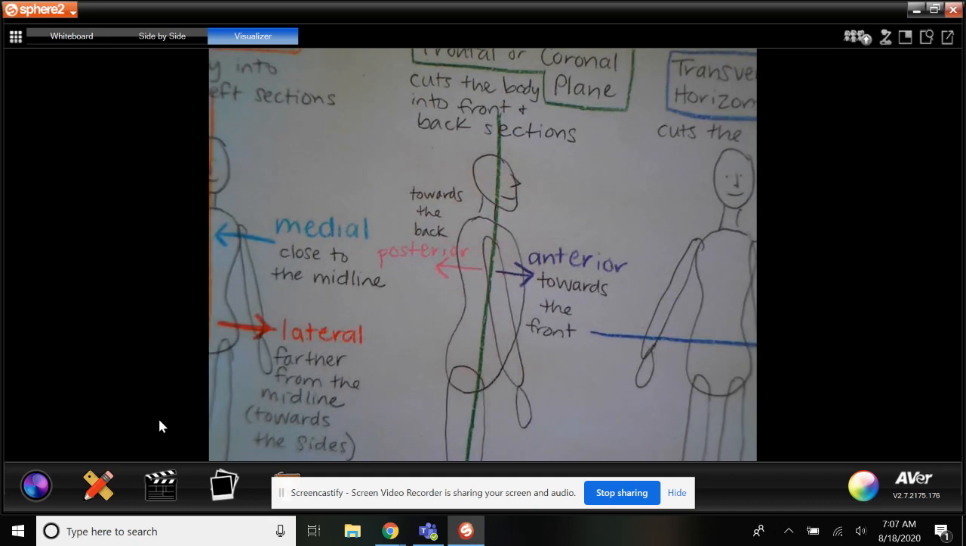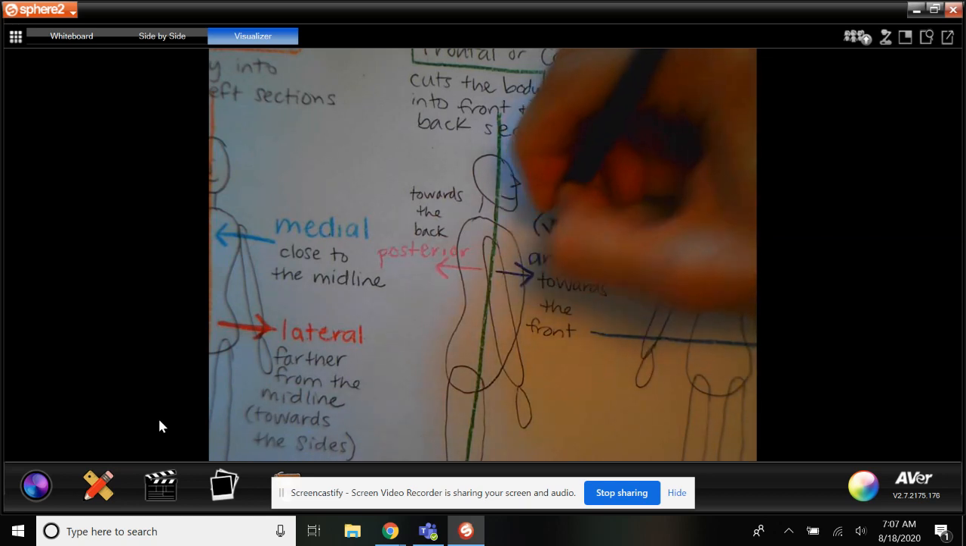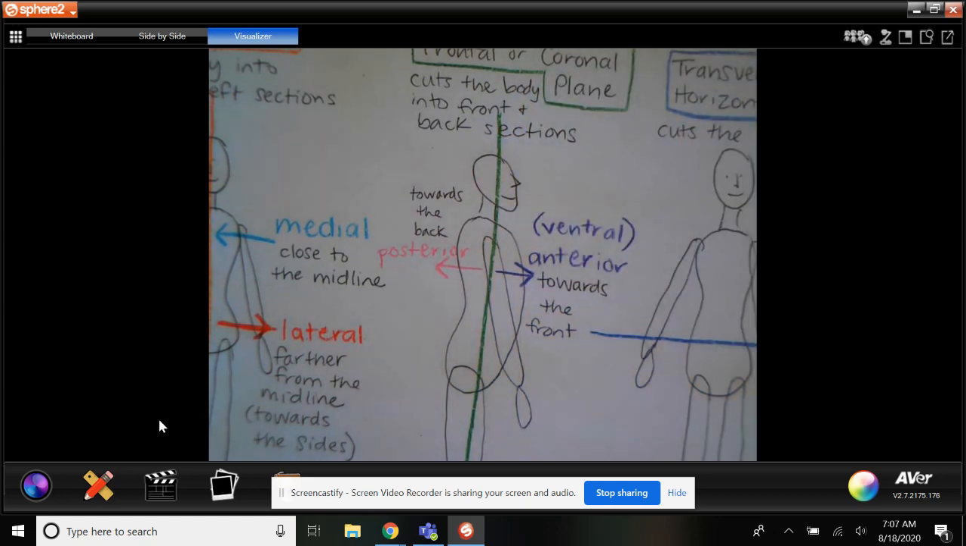The other word for that is ventral, which means also towards the front or towards the belly. So in Spanish, the word vientre is the belly. So the ventral part of the body is the belly side, towards the front.